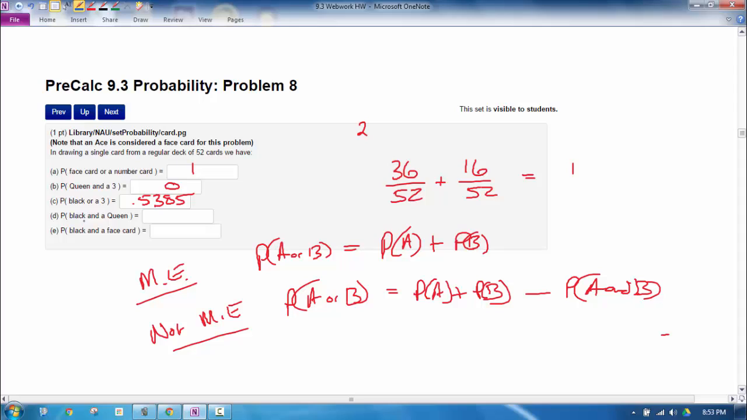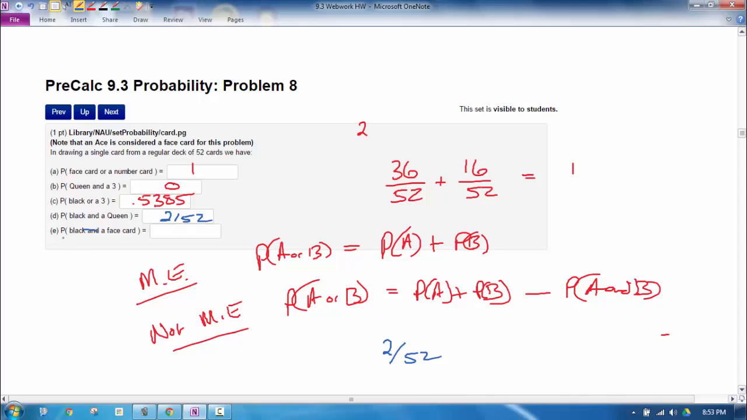All right, next we want black and a queen. Once again, not mutually exclusive because there are 2 queens that are black. So the probability you have a black card would be 50% plus the probability you get a queen. I'm sorry, black and a queen. That's not or, that's and. So for and, you want to think about the ones that are black and also queens. They're just 2 out of the total deck of 52. So that'd be 2 out of 52. You can enter it in just like that.